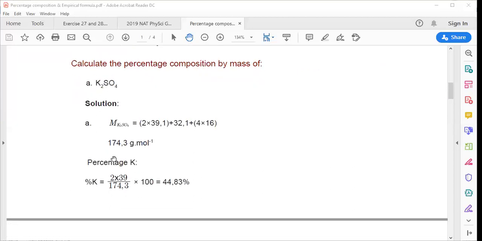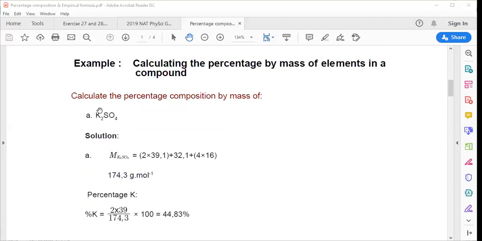Now, I want the percentage for potassium, K. How many potassium do I have? 2. What is the mass of each? 39. We're supposed to put our 39.1 here so that it's consistent, but anyway, it's fine. So we're going to have 2 times 39 divided by the total mass, 174.3, multiplied by 100 over 1. Then my answer becomes 44.83%. So this becomes the percentage of potassium. Is that clear? I'm not done.